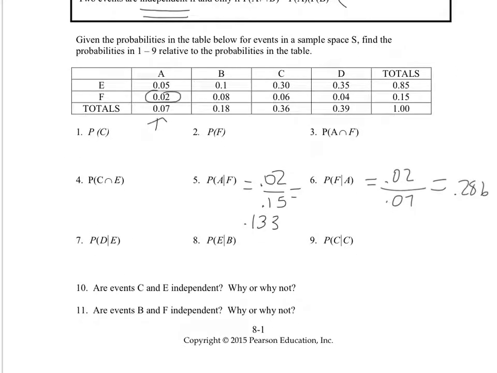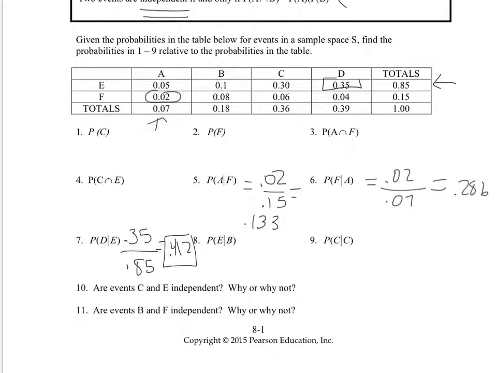Okay, the probability of D given E means we get the probability where D and E intersect. That's going to be this value in the table right here. So that is 0.35. And we've got to divide that by the probability of E. And if I look over here, my total for E, that's significant, that's 0.85. So if I take 0.35 and divide it by 0.85, I get 0.412.